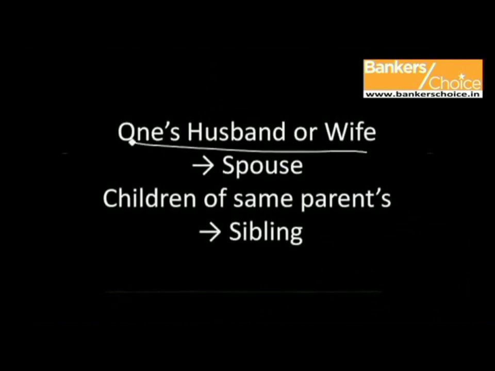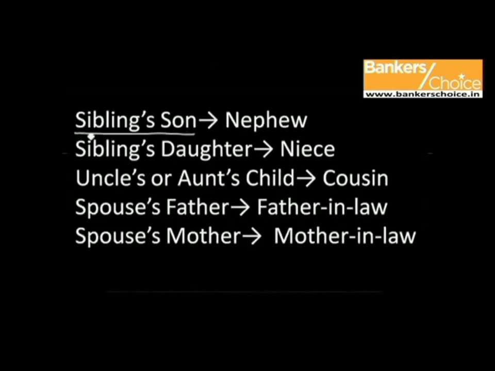One's husband or wife can be called as spouse. Children of same parents are called siblings. Sibling's son is called nephew, whereas sibling's daughter is called niece. Uncle's or aunt's child is known as cousin.